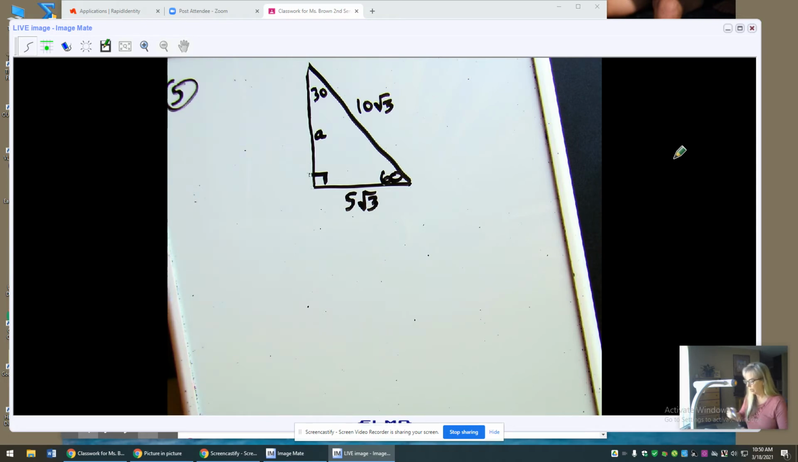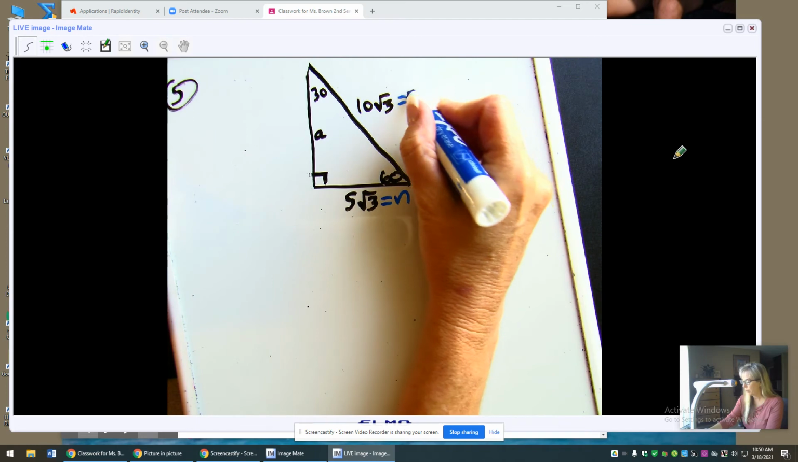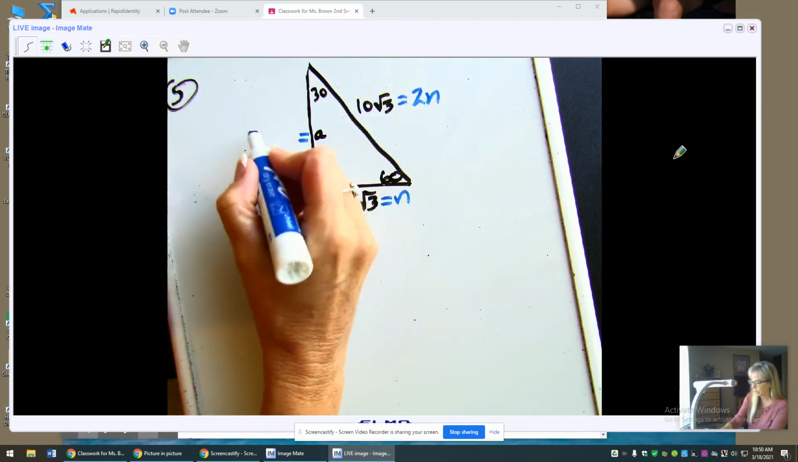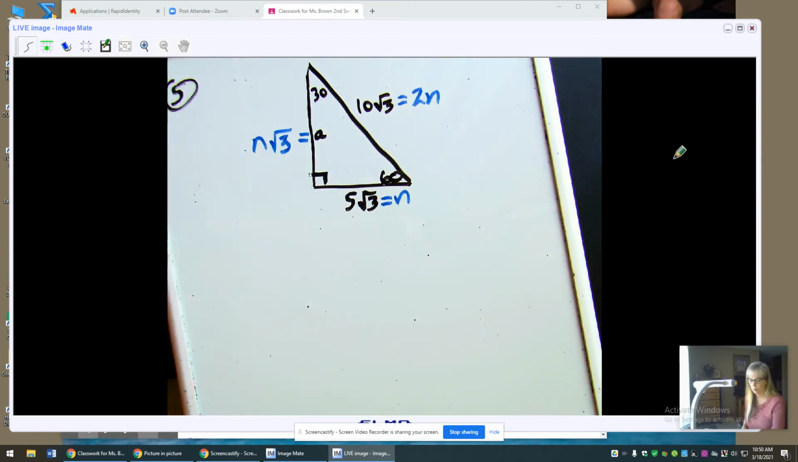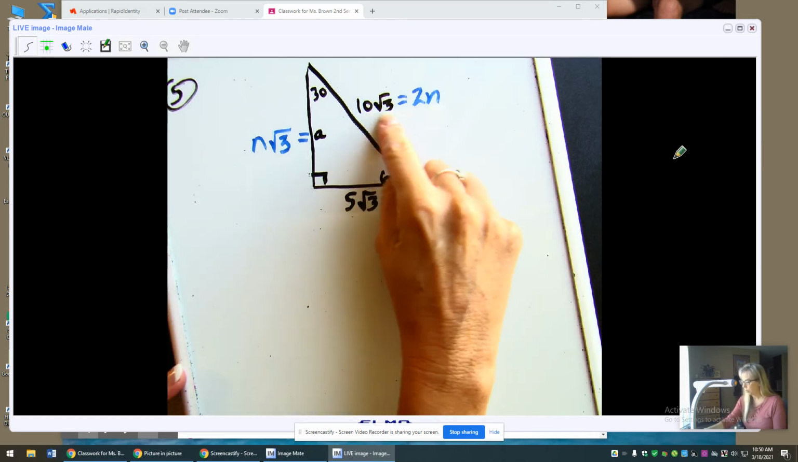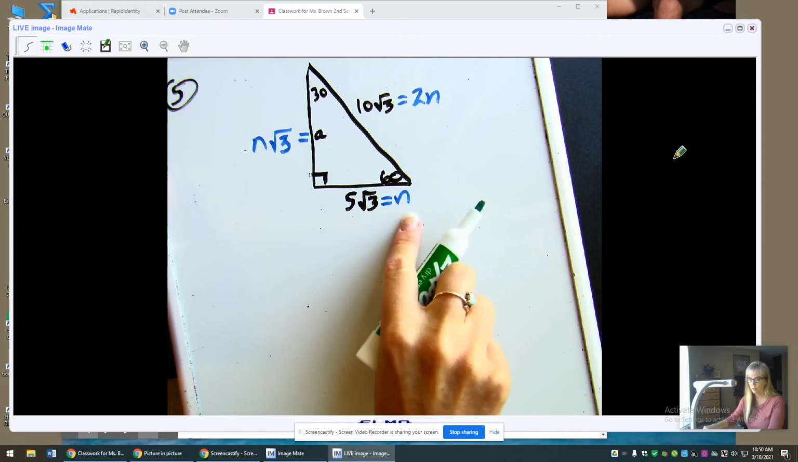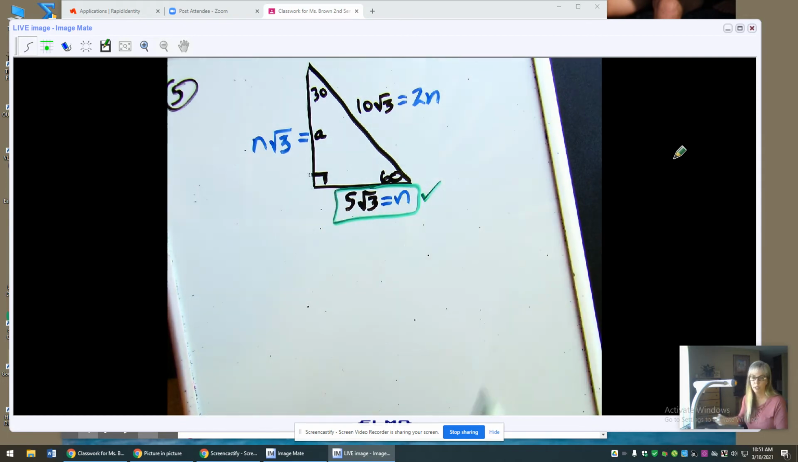Step 1, label the ratio of the sides. The short leg is n, the hypotenuse is 2n. The altitude, or the long leg, is n square root 3. Step 2, solve for n. I could solve this for n by dividing out 2, but this one's already solved for n. You keep giving me nice, neat, pretty ones. Step 2 is done. The n value is 5 times the square root of 3.